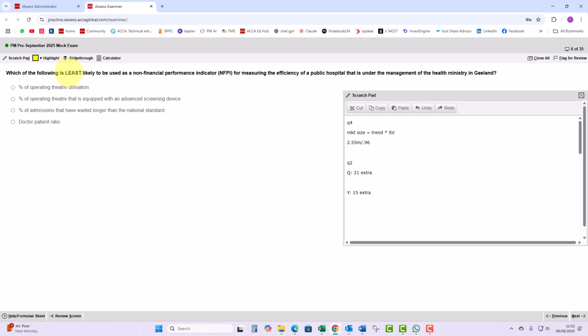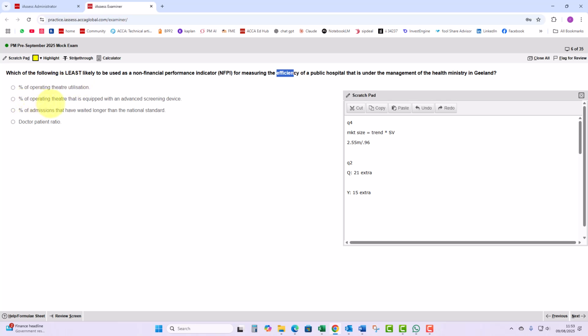We're asked what the least likely non-financial performance indicator is, and it's a public hospital. It's important you are able to have a definition in your head for economy, efficiency, and effectiveness. What we're looking for really is the 3 that are most likely to be efficiency measures, and then choose the other one, which would be least likely. Efficiency is how we turn our inputs into outputs. Utilization of resources is definitely an efficiency measure.